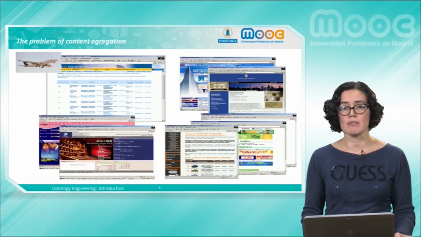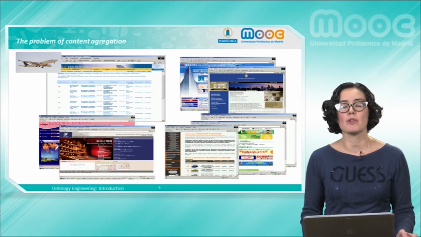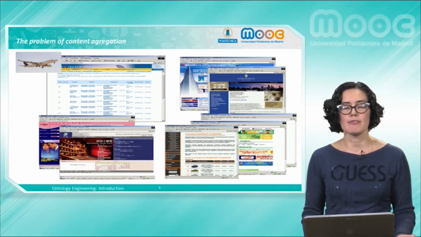Apart from choosing the information, we can also have the problem of content aggregation. This problem appears mainly because content is in different natural languages, Spanish, English, Japanese, among others, that is, the web is multilingual. And it is needed to find relevant information from heterogeneous sources. This implies extracting, interpreting, and aggregating information. And finally, it is important to ensure the consistency of this information.